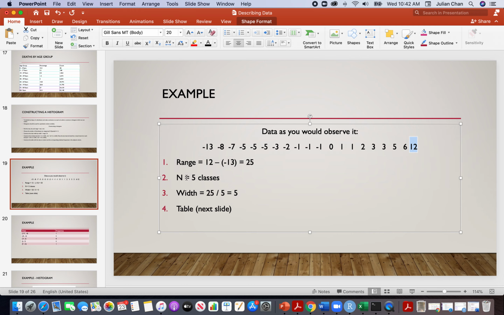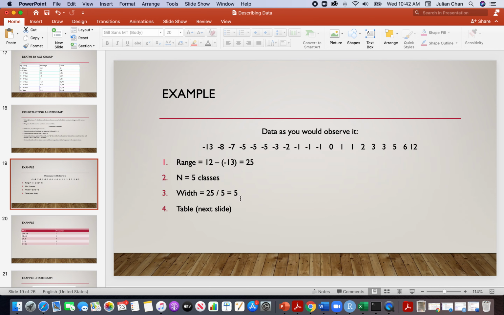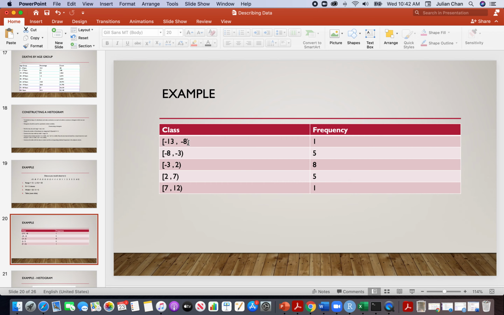I've decided to take n equals 5 classes. Okay, and then I'm going to form the width of each bin, and that's going to be 25 divided by 5, which is equal to 5. And then we form our table. So I have my class or category. It starts at the smallest observation, minus 13. Then I add my width to it. So my width is 5. So I go from minus 13 to minus 8. That has a length of 5 between those two numbers. Then I pick up at minus 8 and I add 5 to it. That's negative 3. Then I pick up at negative 3 and I add 5 to it. I go to 2, etc.